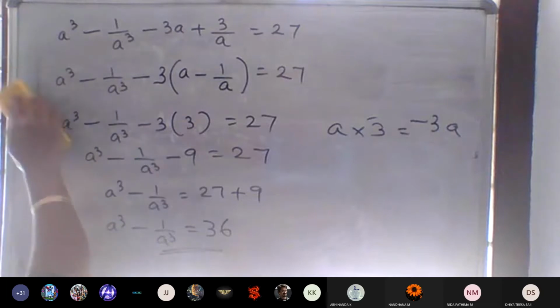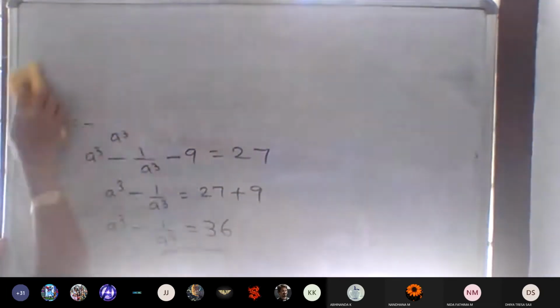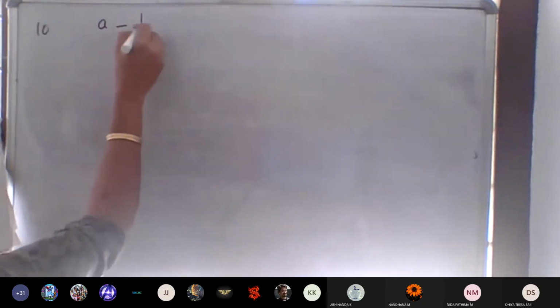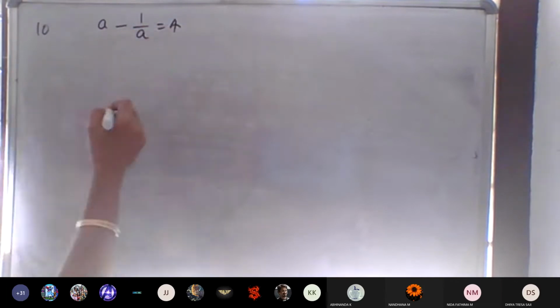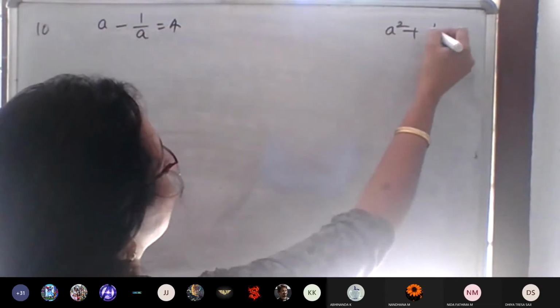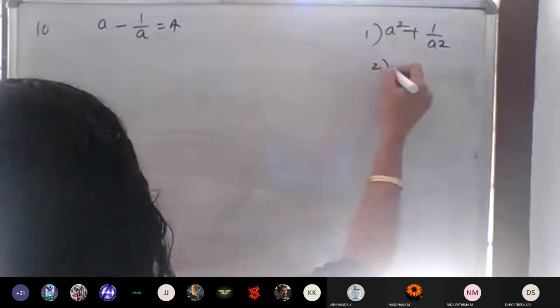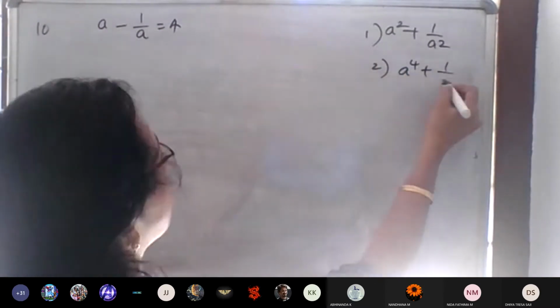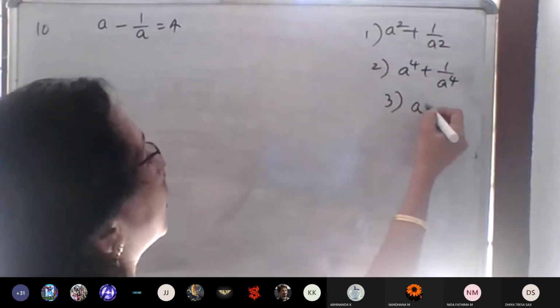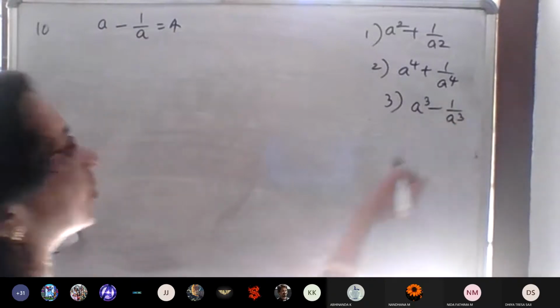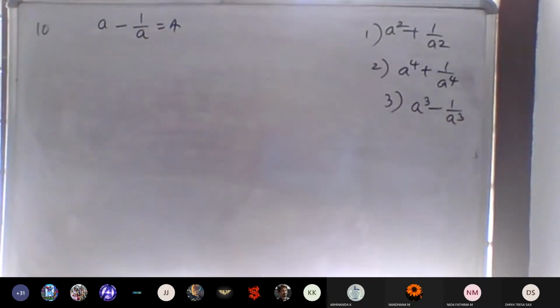Can I run? The next question, number 10. If a is not equal to 0, and a minus 1 by a is equal to 4, find a square plus 1 by a square, then a raised to 4 plus 1 by a raised to 4, then third one, a cube minus 1 by a cube. So how can we start?